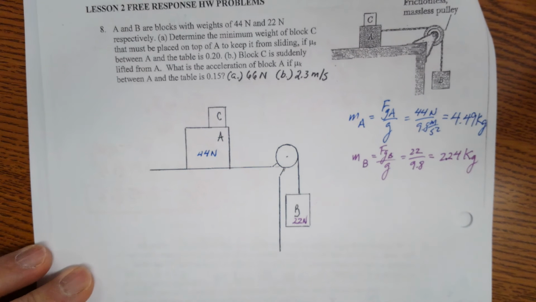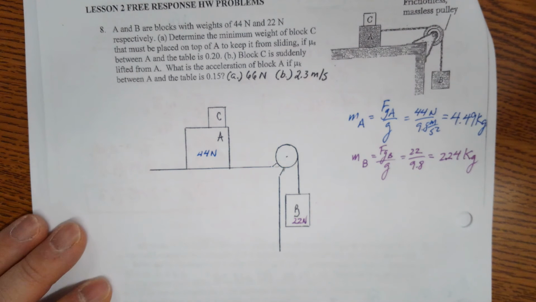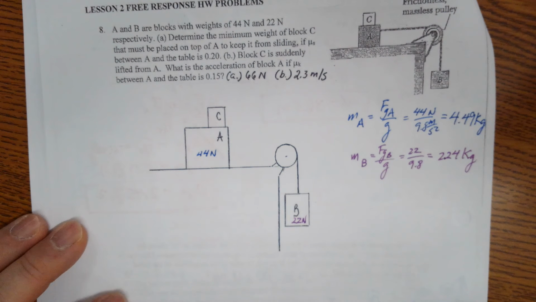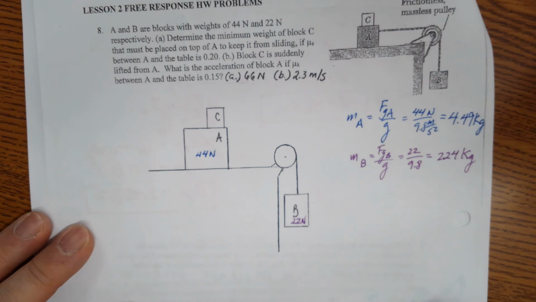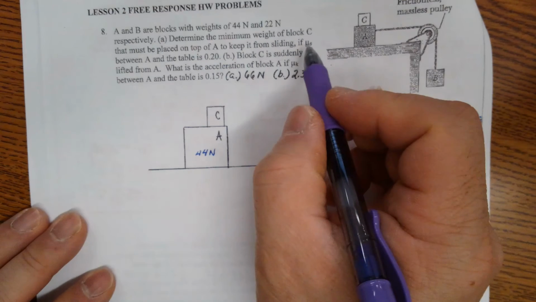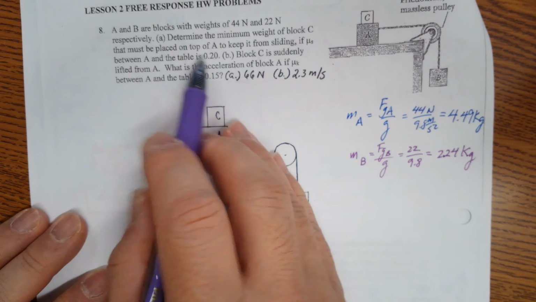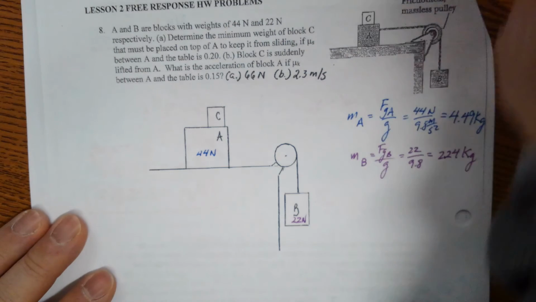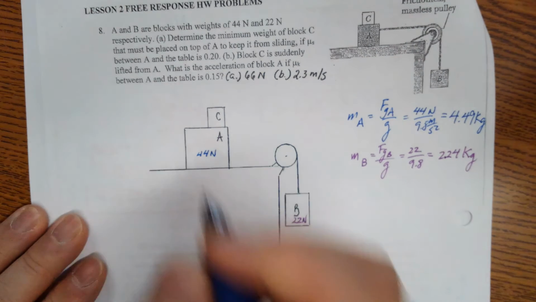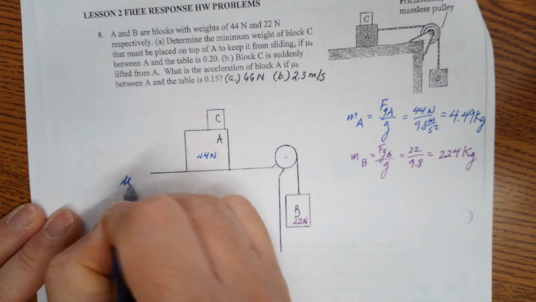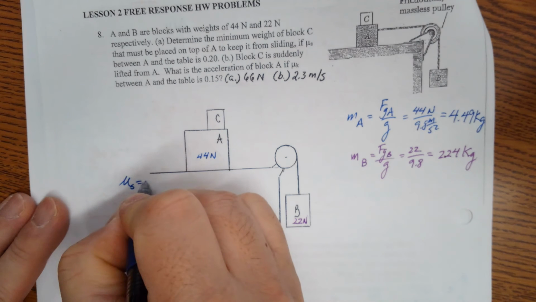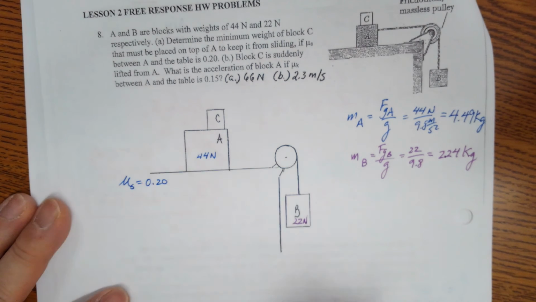A, determine the minimum weight of the block C that must be placed on top of block A to keep it from sliding if mu sub s between A and the table is 0.2. So mu sub s is equal to 0.20.